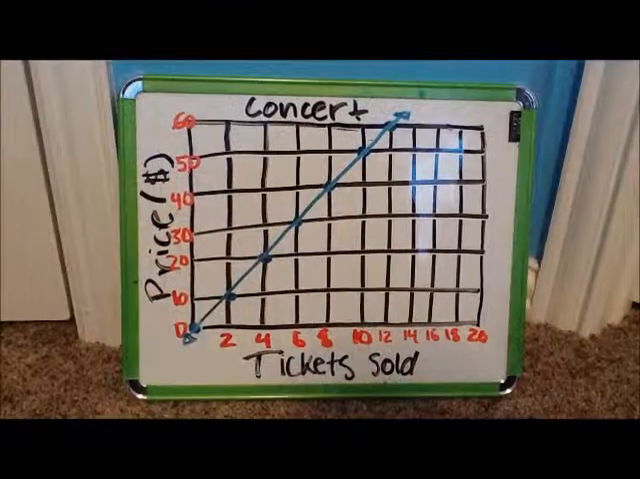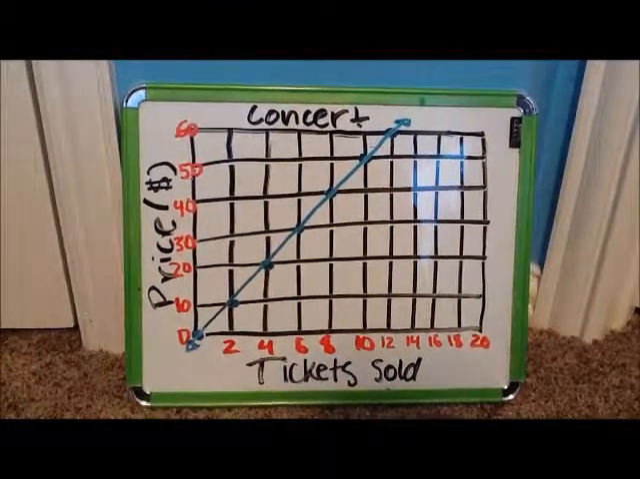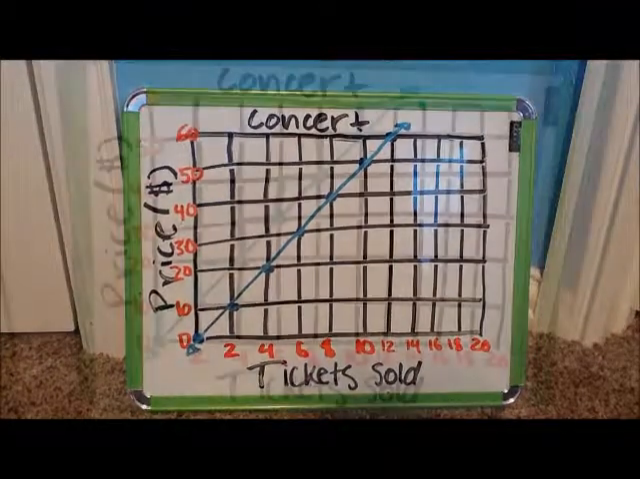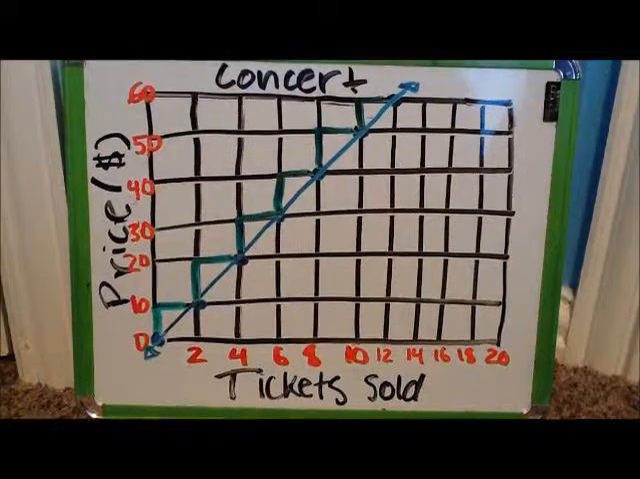Here is another example of a linear equation. In this case, y equals 5x. For every 2 tickets sold, you pay $10. As the x value, the number of tickets sold, increases, the y value, the price, also increases.